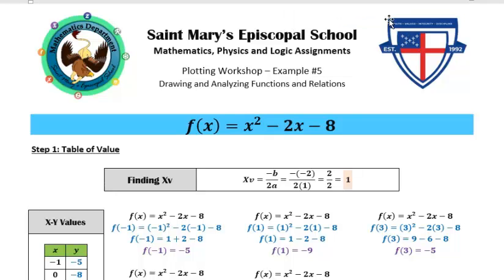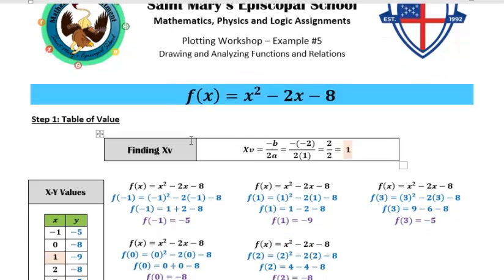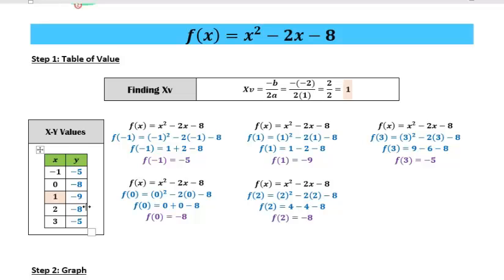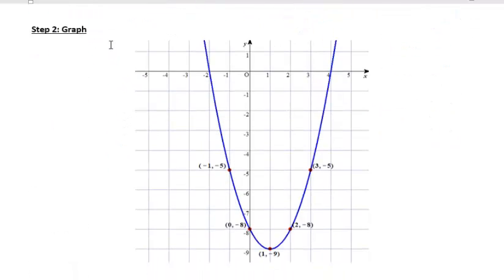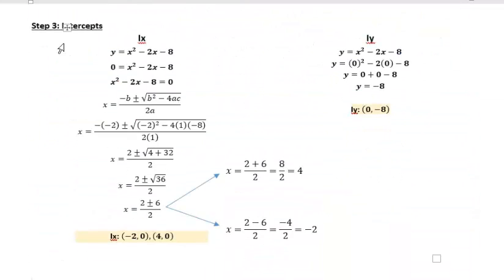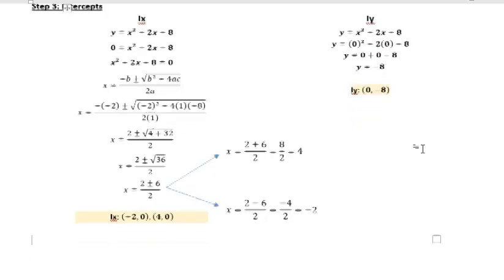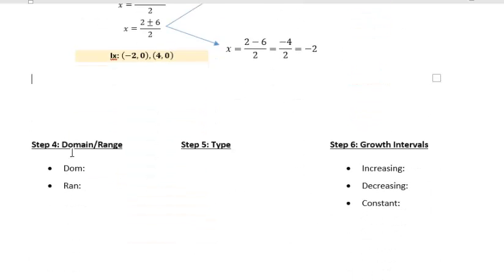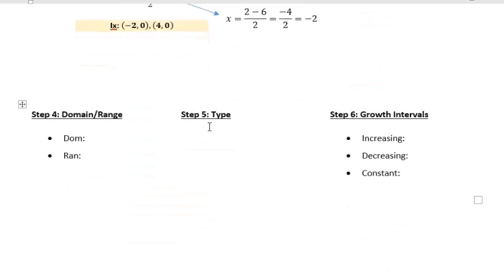Okay, we've been working on the planning workshop. We've been solving the exercise for quadratic function. We already did step 1, step 2, and step 3, which was the intercepts using quadratic formula. Now what we're gonna do is solve the rest of the steps 4, 5, and 6. We're gonna solve them together so you understand what's the difference between each one of them.